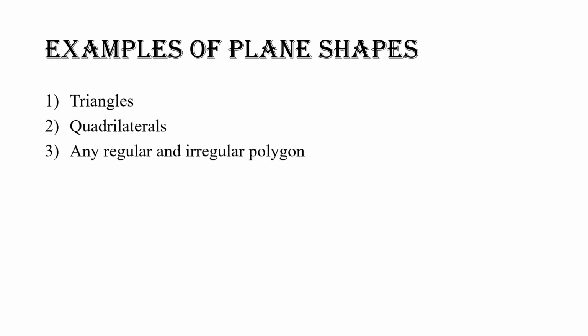Then we have regular and irregular polygons. We need to understand that a polygon is a shape that has, well, I think I define it later, so let me not jump the gun. I'll define it later. So any regular and irregular polygon, and of course circles.